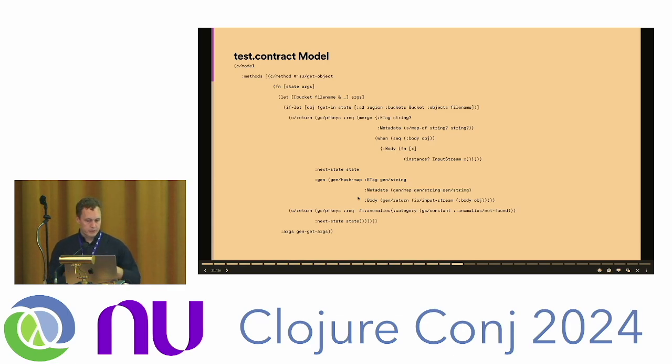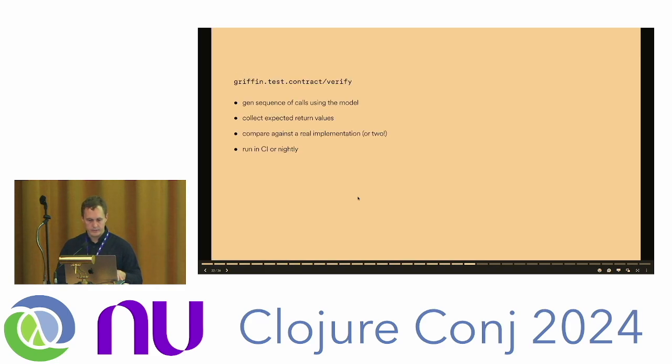So this model describes the interactions between the methods, right? And then once you're there, you can do some cool things. So we have this function called verify. You have the model, you have generators on the arguments, and you have specs on the return values.